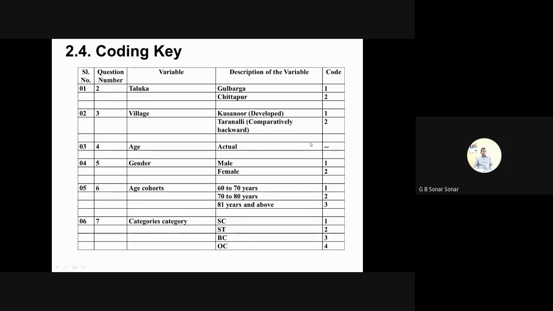So while transforming the answers present in the research tools in the coded form, this coding key is very important. If we do not prepare this coding key, and the tool is semi-structured or unstructured, not pre-coded, transforming the quantified answers of the research tools to the master chart will be very difficult. In fact, it is unscientific.